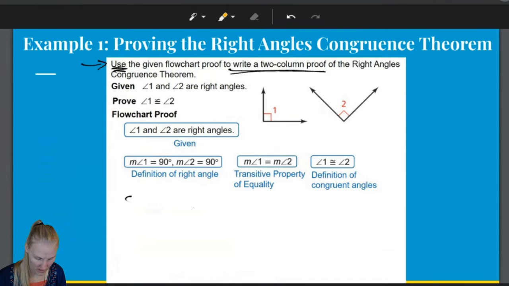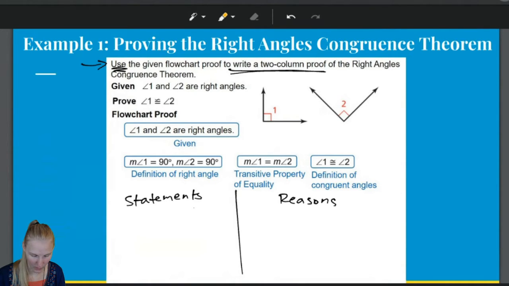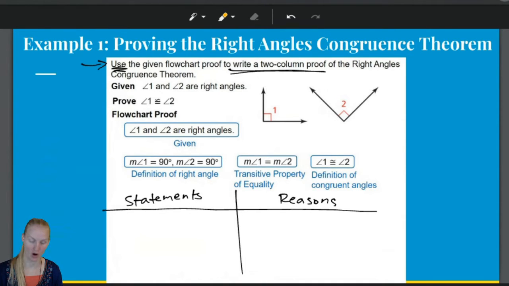So we're going to make statements, reasons, but we're going to use their flowchart proof to make our two-column proof. So, first, they say angle 1 and angle 2 are right angles.